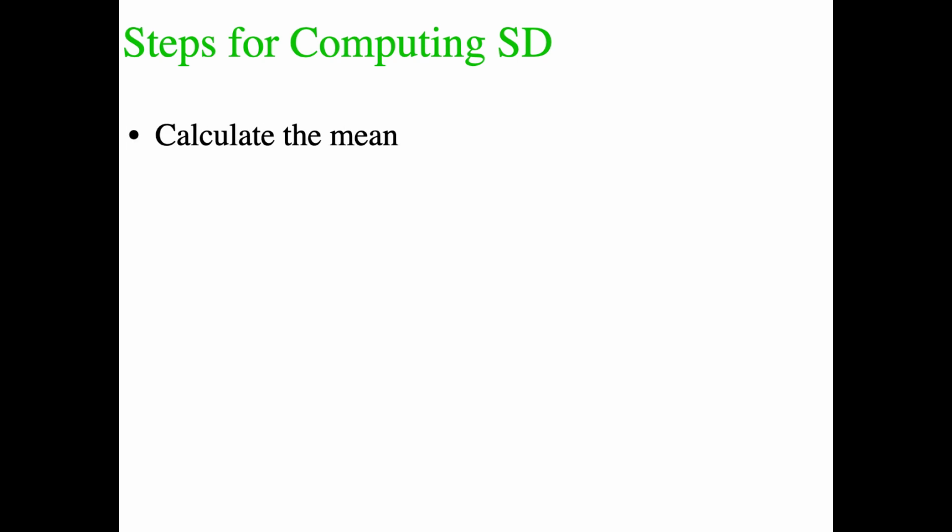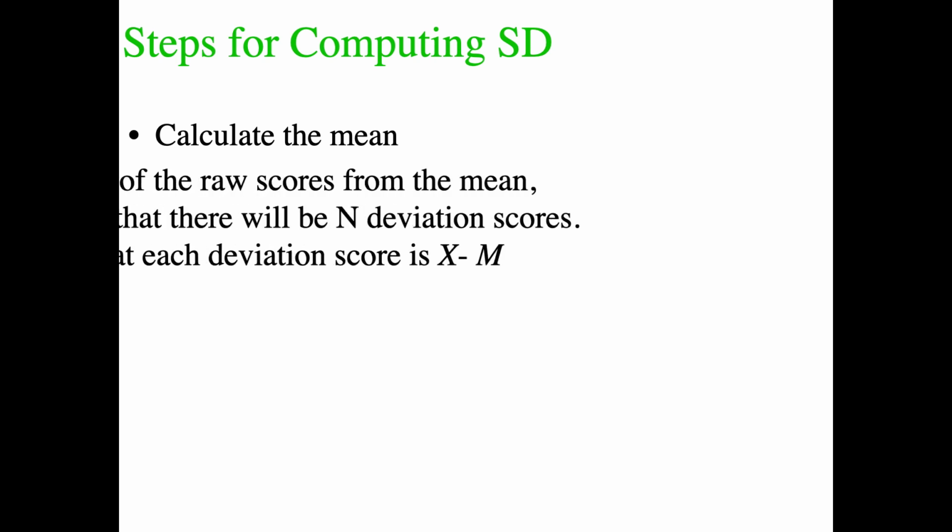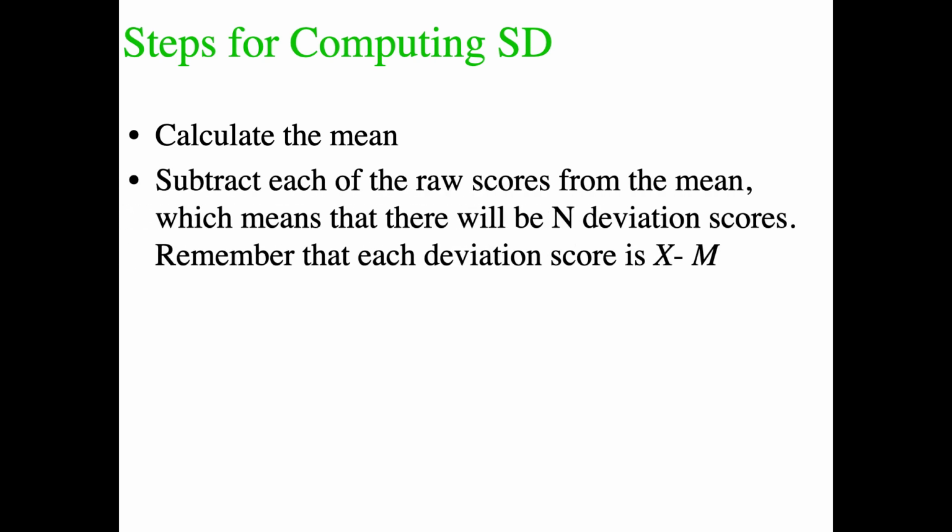First thing you want to do is always calculate the mean. So you're going to want to go ahead and figure out the mean. Got to figure out what the capital M italicized is. Then what you want to do is take each of your scores, every score that you got from all the people, and subtract that score from the mean. Remember, it's x minus the mean.